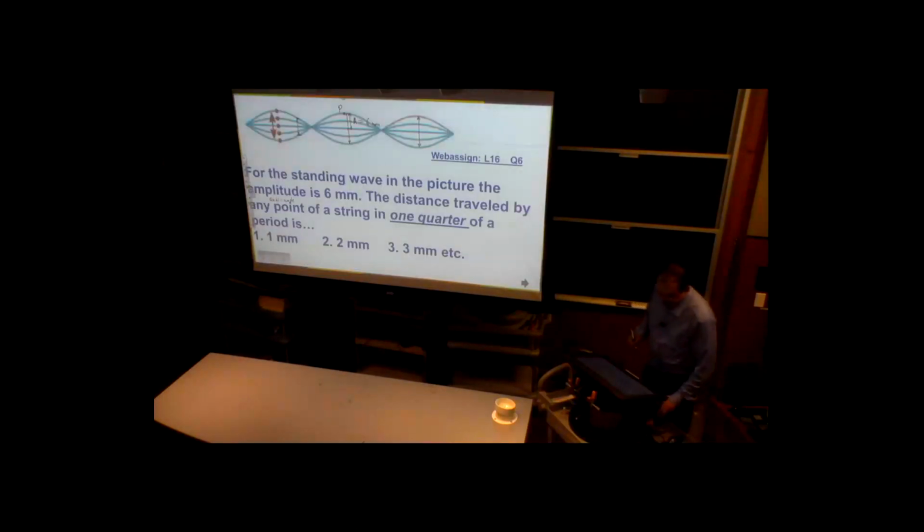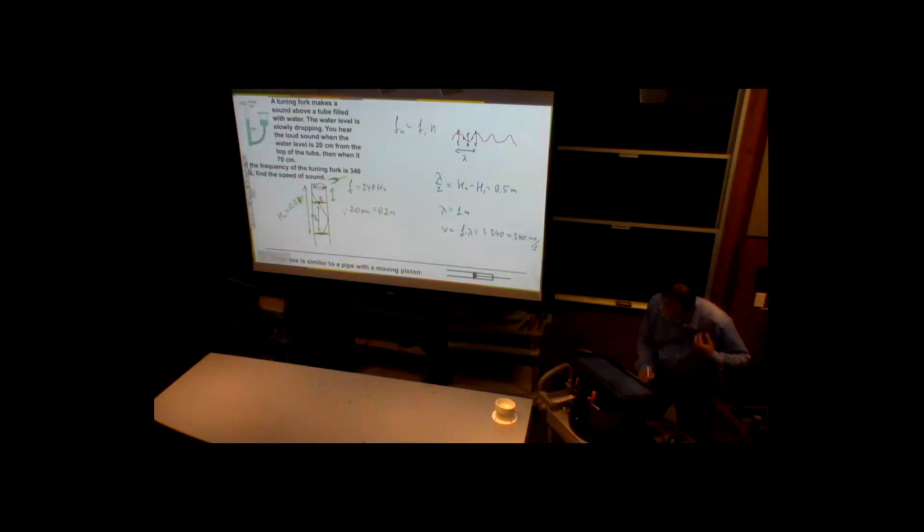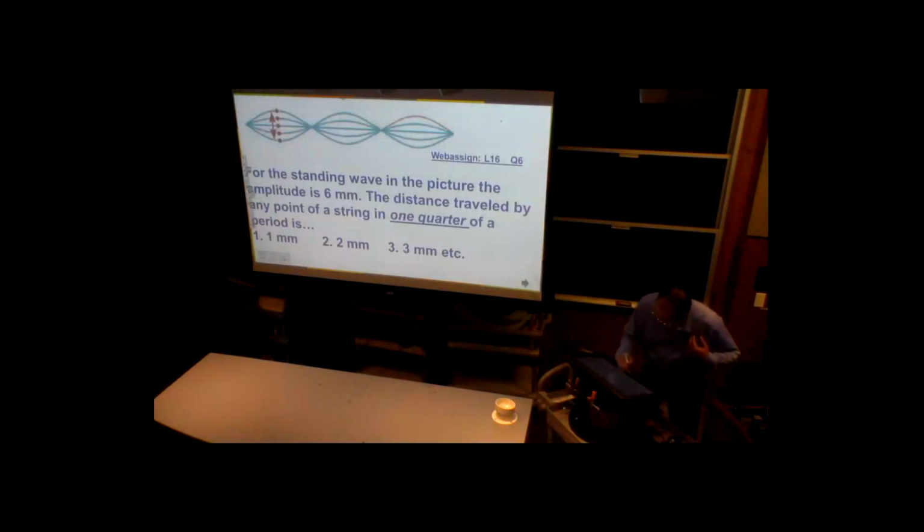So this question technically is not related to waves. It's related to our knowledge of simple harmonic motion, because this point, this antinode, moves up and down like a ball on a string.